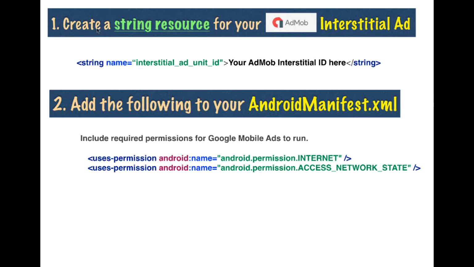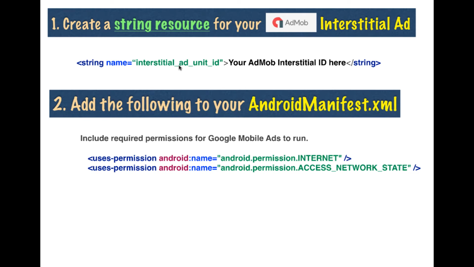First, you have to create a string resource. This is the same with Admob banner. So you have a string resource for your Admob Interstitial ad. So it is important to use a different string resource name if you implement both Admob banner and another for Admob Interstitial. So you have a string resource here.